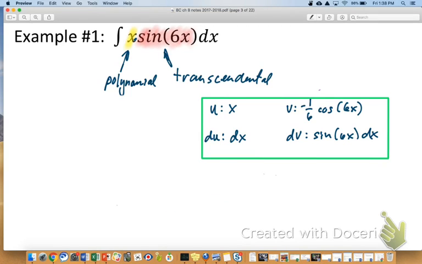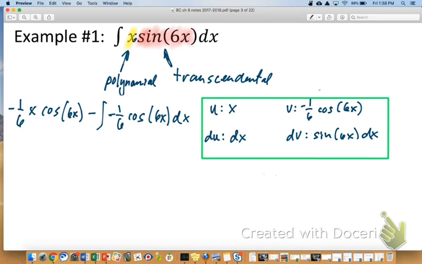So same thing. I'm going to set up my uv. So it would be x times, I'll just do it like this, I'll clean it up, negative 1/6 x cosine of 6x, minus, don't forget, the integral of v du. So this would be negative 1/6 cosine of 6x dx.